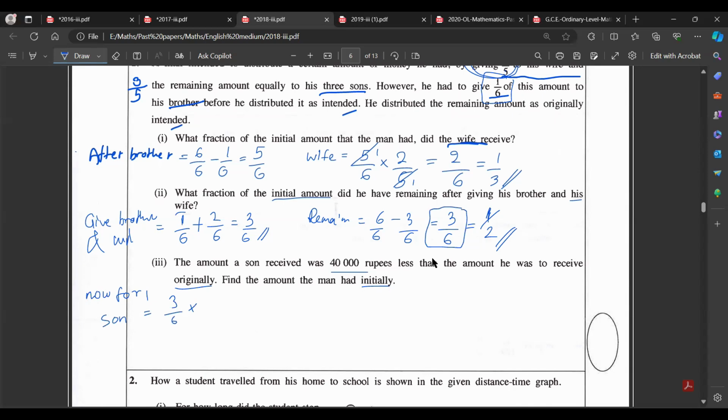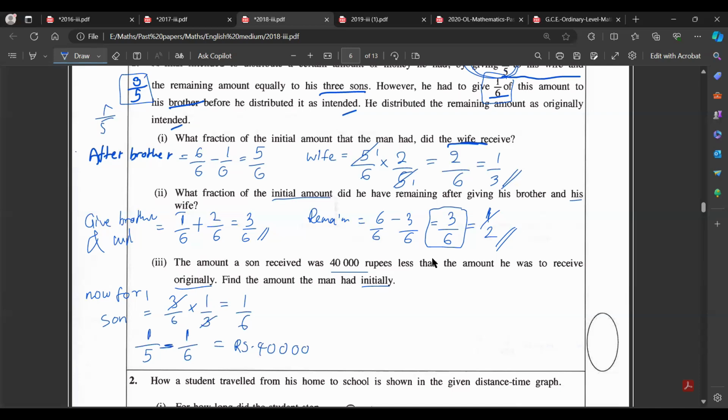For one son, you have to divide that by 3, no? Now 1 over 6 is remaining for one son. Previously, the 3 over 5 was for all remaining 3 sons. For one son, 1 over 5. Now you have to take 1 over 6 for one son. The difference of these two, the subtraction, is what? Rupees 40,000. The reduced balance is 40,000 because of this incident. Clear? So 1 over 5 minus 1 over 6.